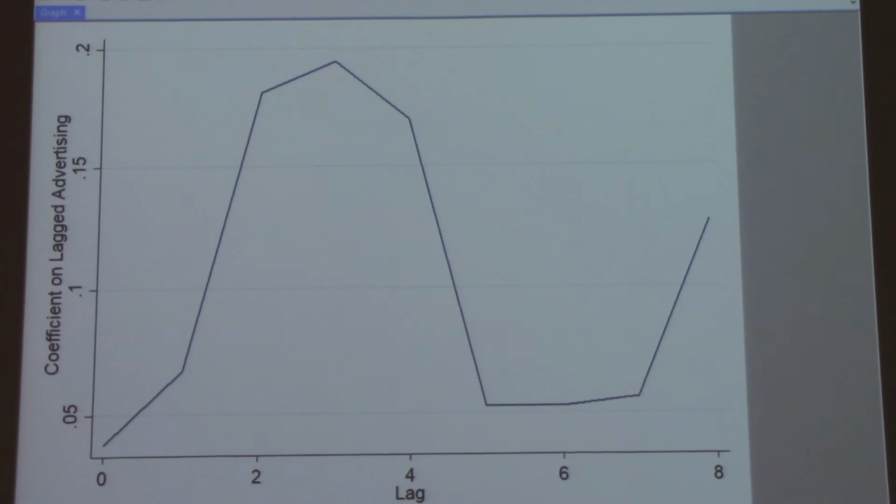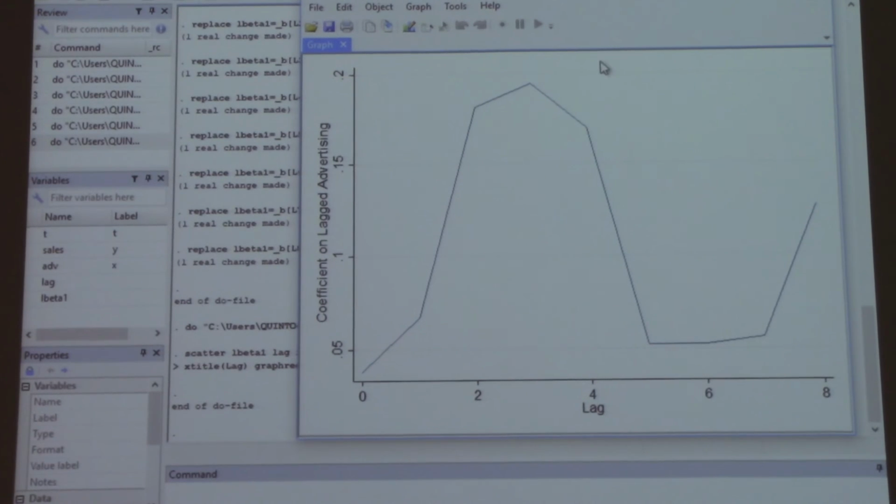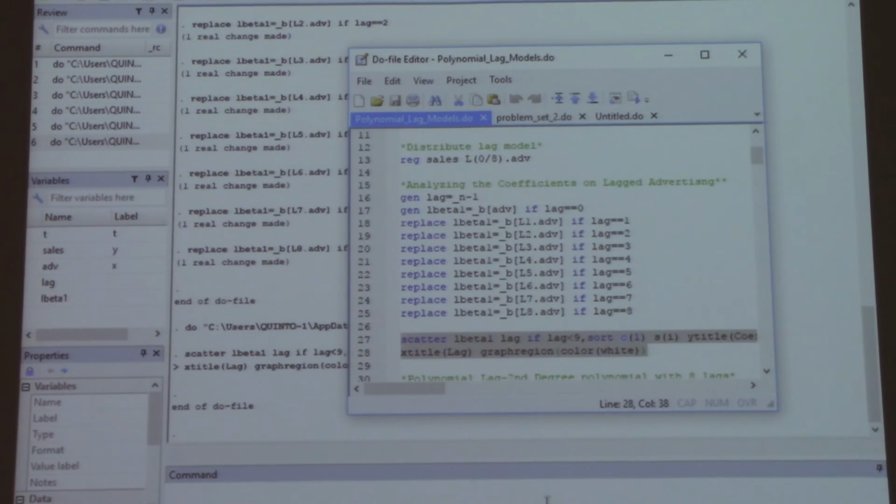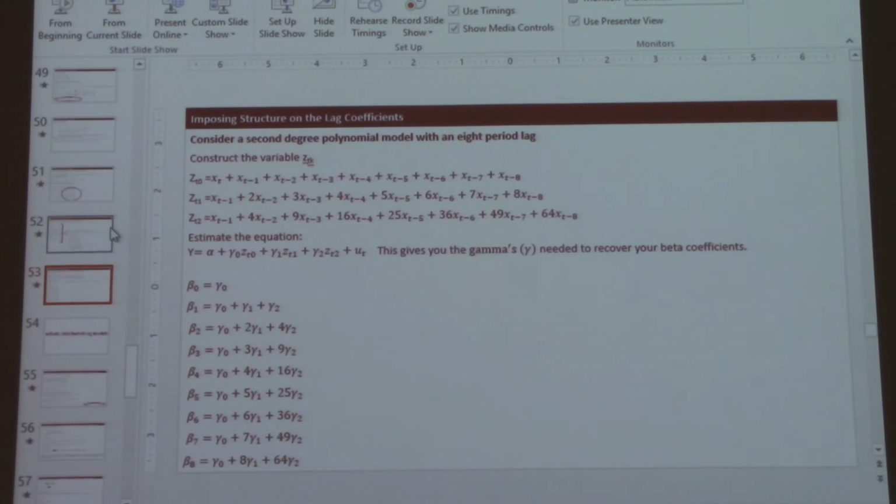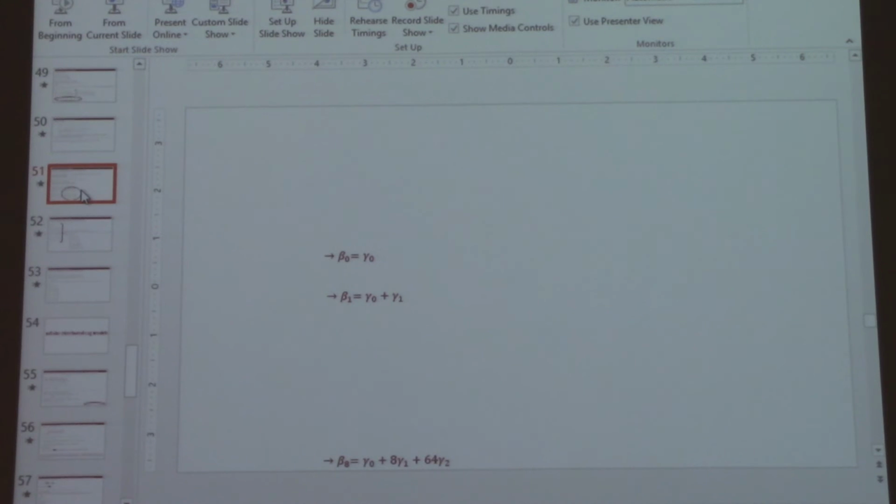What we're going to do is say, look, let's just make it look like a bubble. We think it's a bubble. Let's force it to look like a bubble. And that's what Shirley Almon did. She's going to impose some structure on that so that it looks more reasonable. And that's what we're going to do. All right, now let's go back one second. We're going to do a polynomial lag. I'm sorry, quadratic lag.